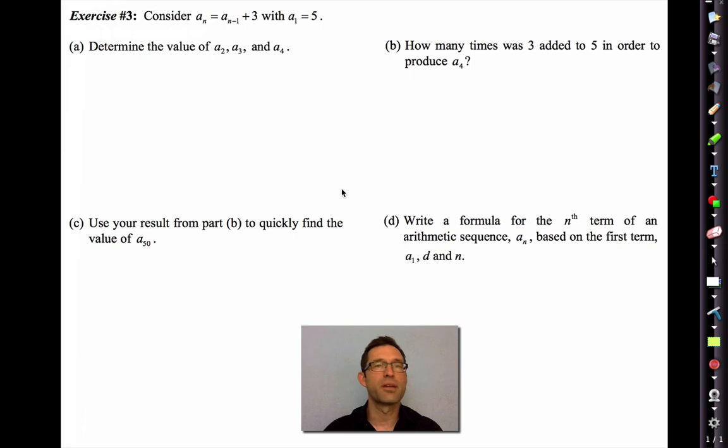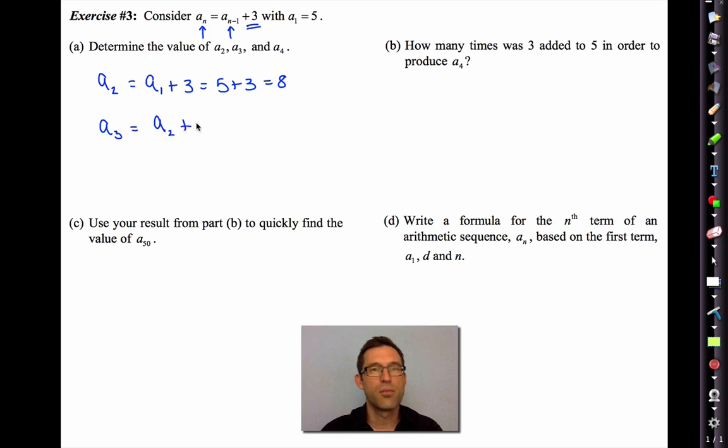Well, this is definitely an arithmetic sequence. That common difference is 3. And it just says, hey, to figure out every term, I just take the previous one and add 3. So a2 is going to be a1 plus 3. That's 5 plus 3, and we get 8. a3 is going to be a2 plus 3, 8 plus 3, 11. And a4 is going to be a3 plus 3, which is 11 plus 3, and that's 14.